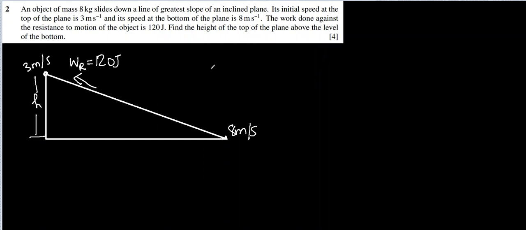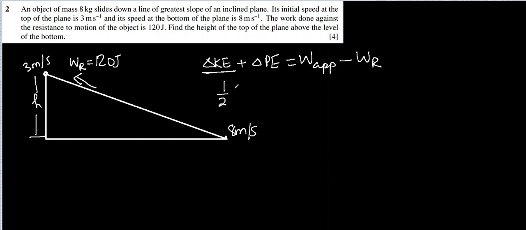So we know that the difference in kinetic energy plus the difference in potential energy is equal to the work done by the applied force on the object minus the work done against resistance. Let's focus on the difference in kinetic energy. It will be half times mass times the final velocity, 8 square, minus the initial velocity, 3 square. Yes, because we know that KE is half mv square.